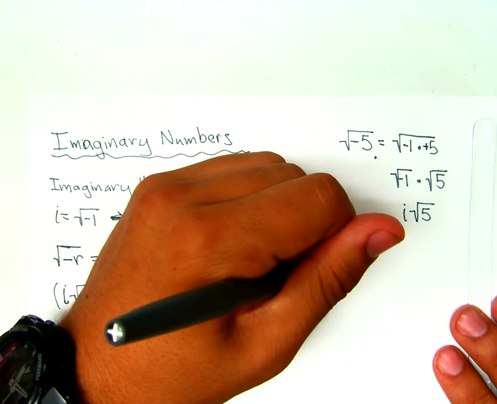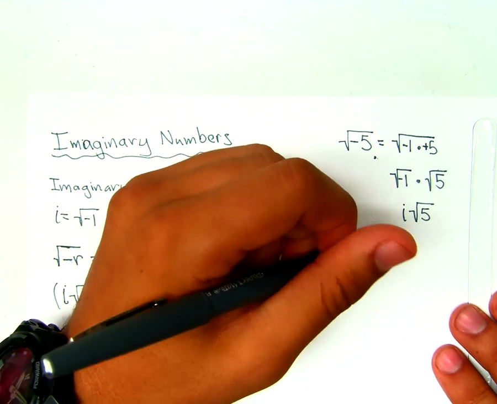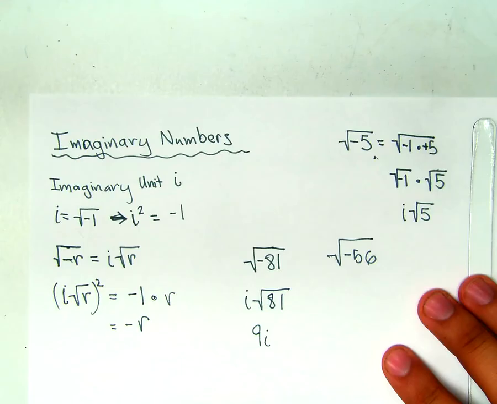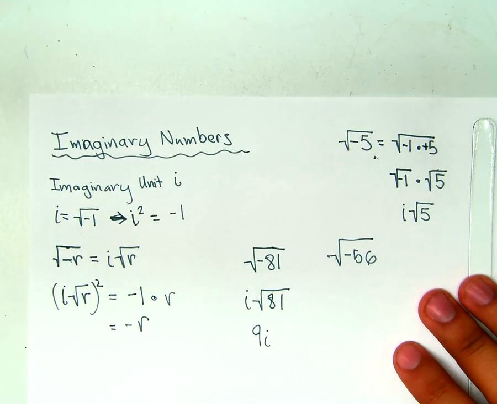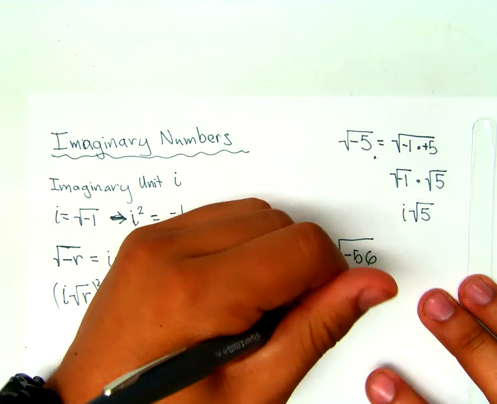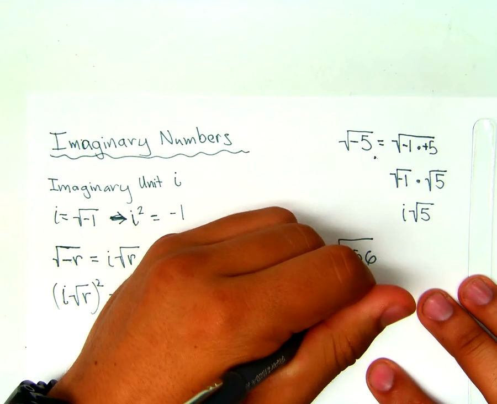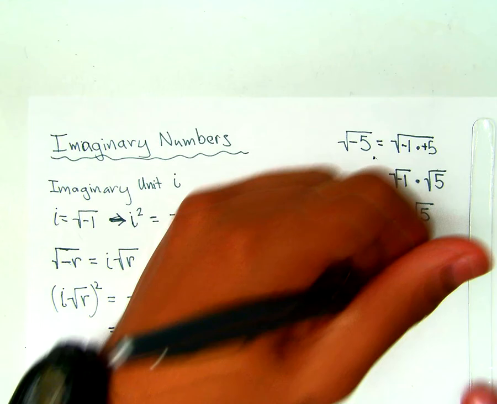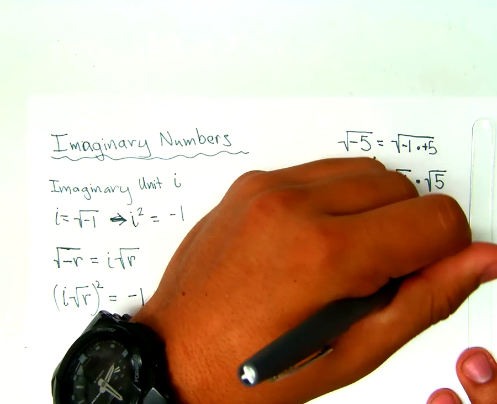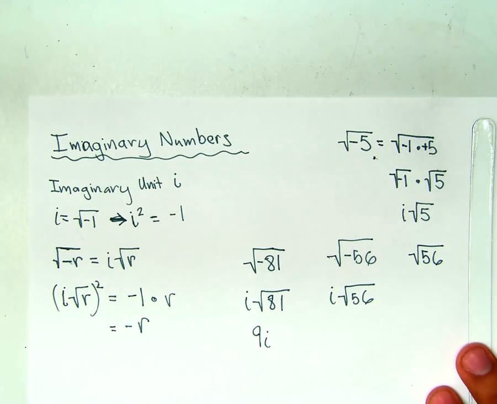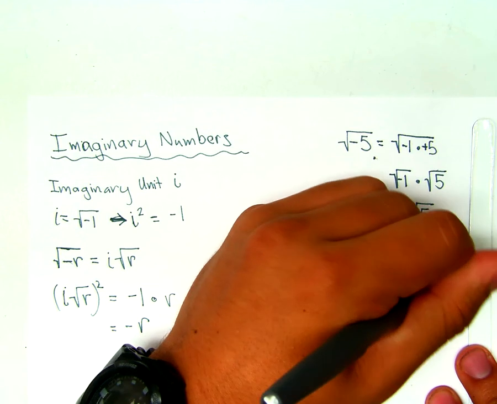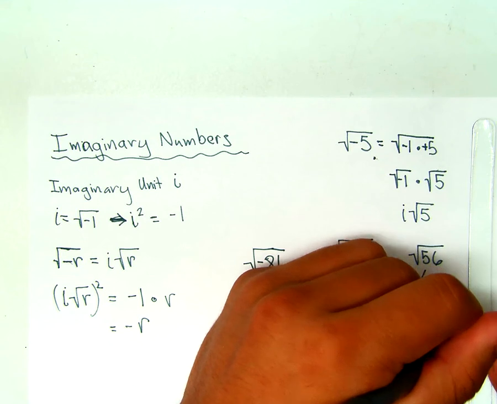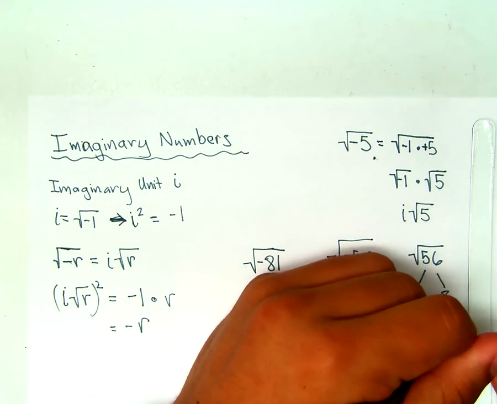Now if we have the root of negative 56, our first step is to take care of this negative. So we simplify that to i times the square root of 56. Is 56 a perfect square? No. So we have to factor tree. We have to break it down. Two factors of 56 are 7 and 8. 8 breaks down to 2 and 4. And 4 breaks down to 2 and 2.